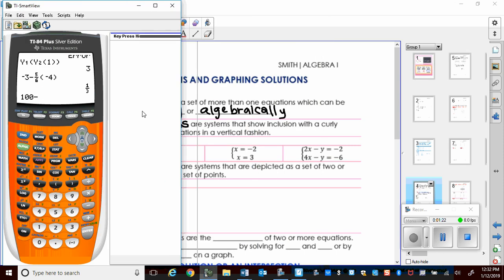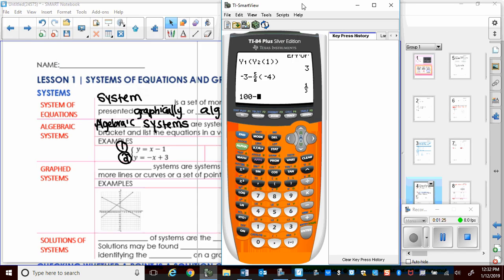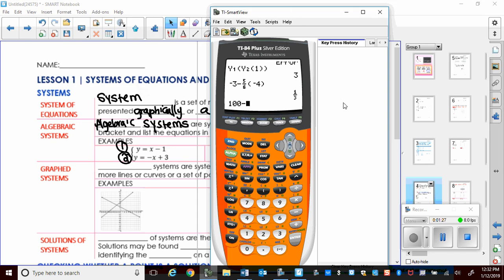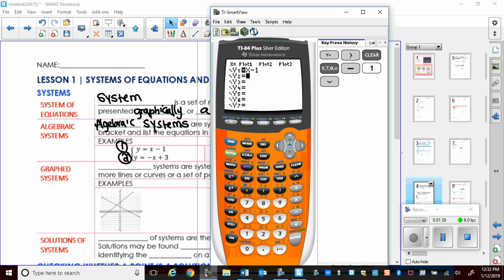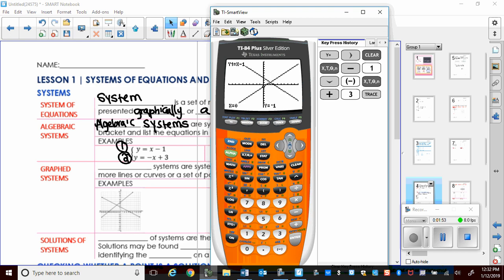So I'm just going to drag this over here, and I'm going to look at this system. So I go to y equals, put in my first equation, clear x minus 1. And what we're looking for is to see if these two equations intersect. And I press trace. And if I look, these two equations do intersect at this point.